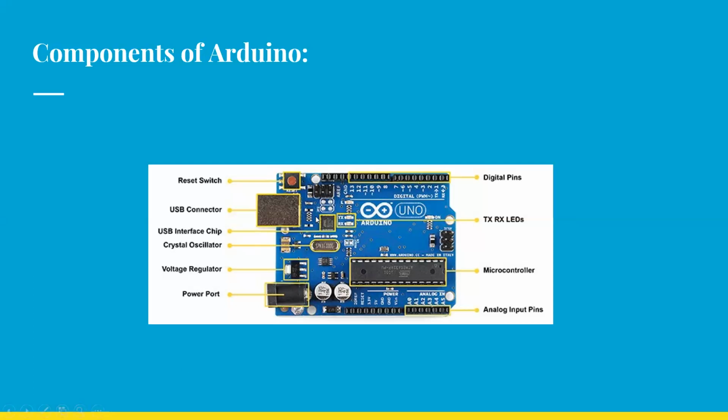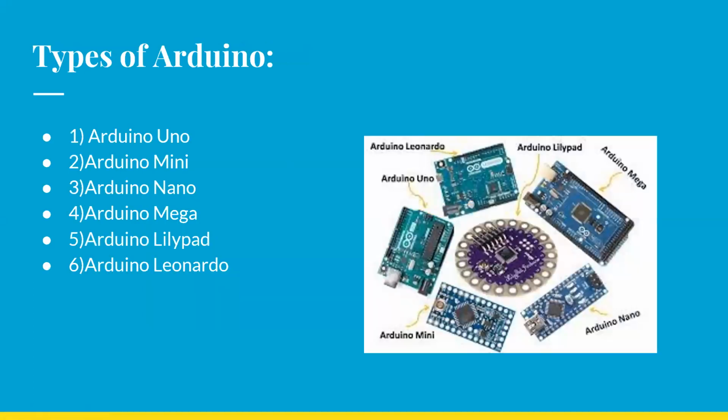Coming to the USB interface chip, it converts the signal from USB level to the Arduino board. These are the transmit and receive LEDs. These indicator LEDs blink whenever the Uno board is transmitting and receiving. Next, these are the different types of Arduinos: Arduino Uno, Arduino Mini, Arduino Nano, Mega, LilyPad, Leonardo, which consist of different microcontroller chips.